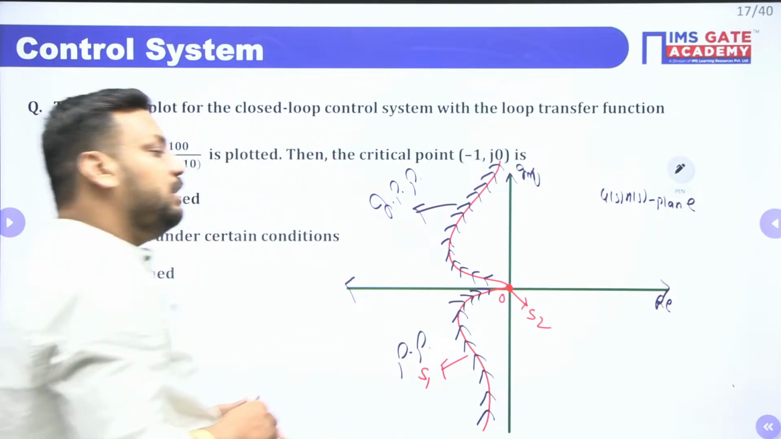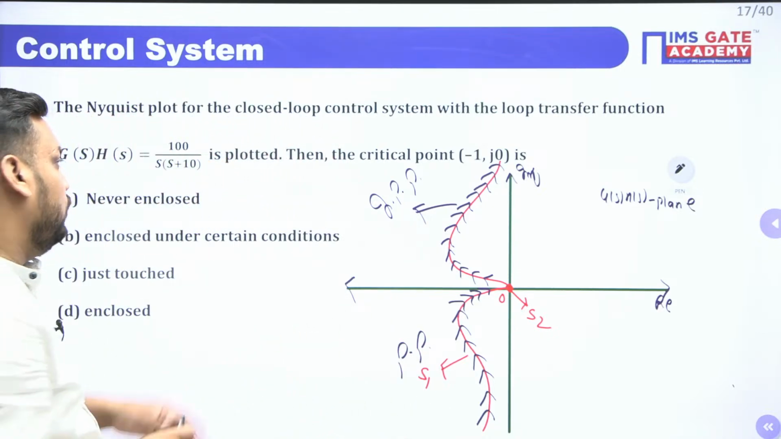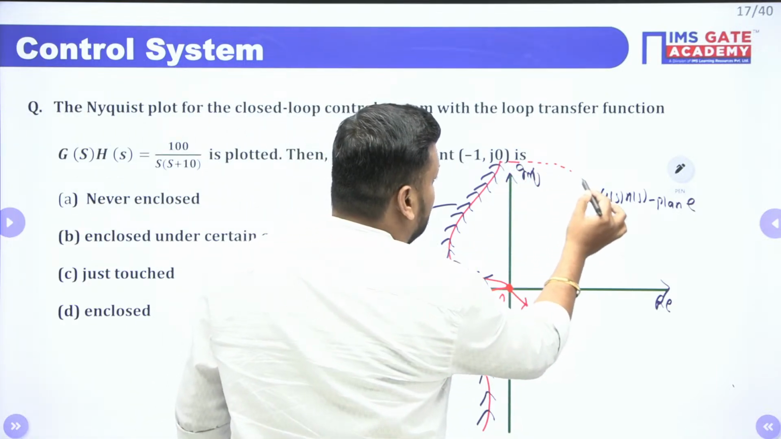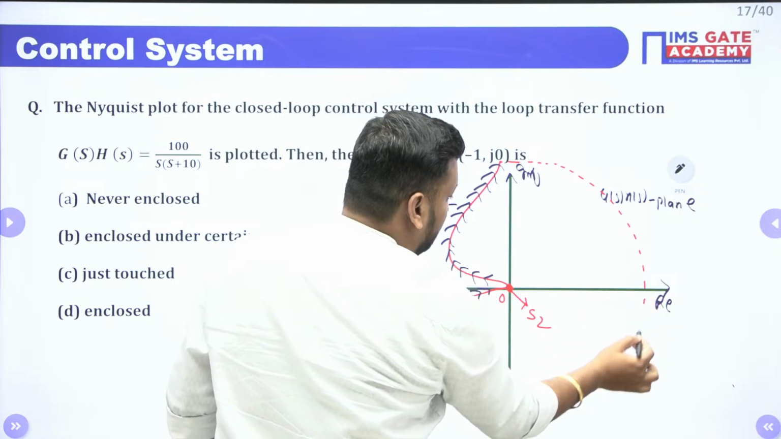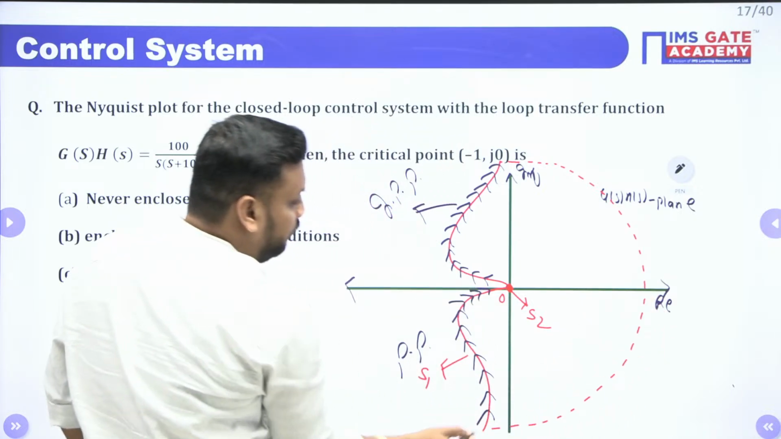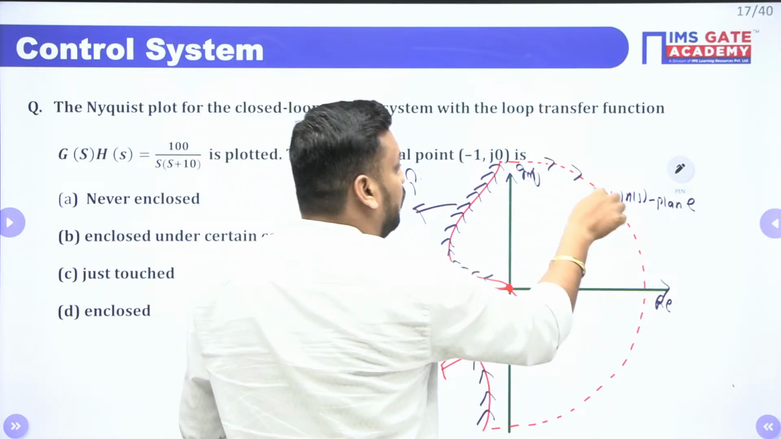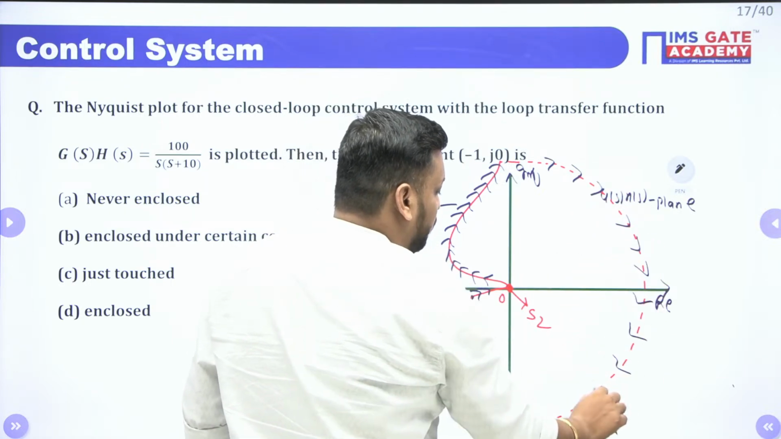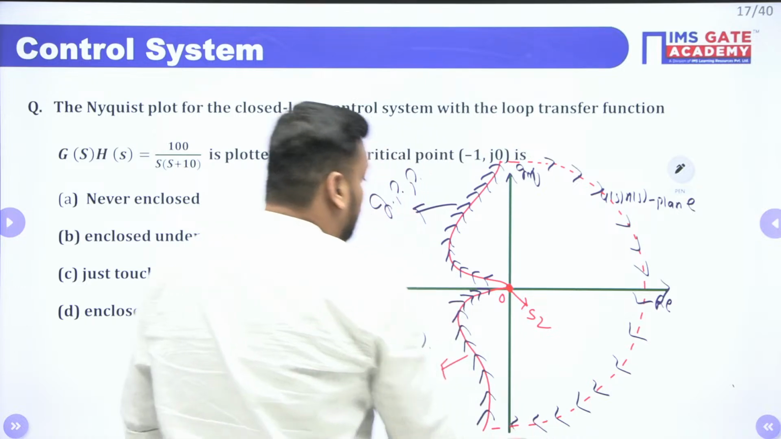And do you know in this case what is the final S4? Because this is a stable system, the final S4 will look like this. When you make this, you will get this. If you know the basic concept, you will definitely recall. So now the examiner is asking for the number of encirclements.